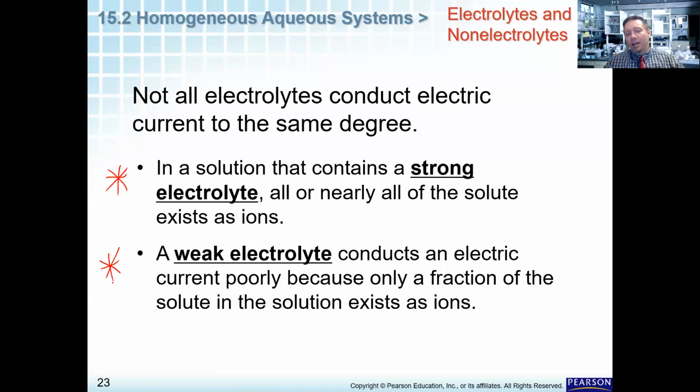And then you have a weak electrolyte, which conducts electric current poorly because only a small amount dissolves. Silver chloride would be one. We did the lab where we dropped the silver nitrate into the sodium chloride, and you saw that white precipitate form. Even though that precipitate formed, we still have a small amount dissolved in the water, so it's called a weak electrolyte. It conducts poorly, but nevertheless, it still conducts.